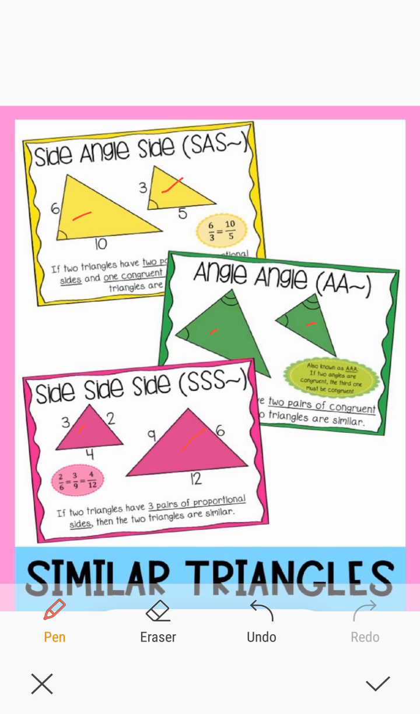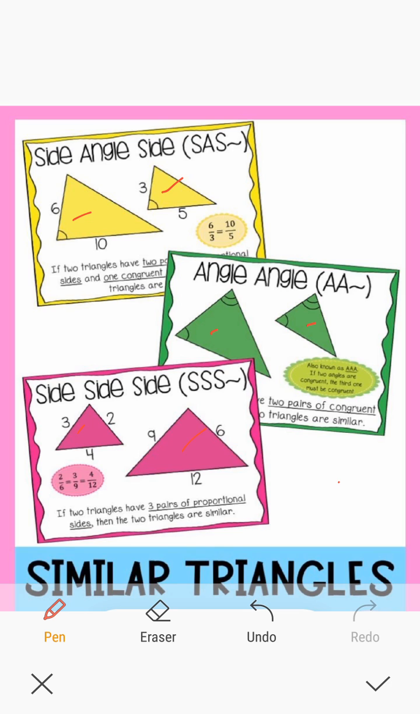And if the triangles have the same size, then also the triangles are similar. Okay, all congruent triangles are similar, but all similar triangles are not congruent, because all similar triangles don't have the lengths of sides equal.